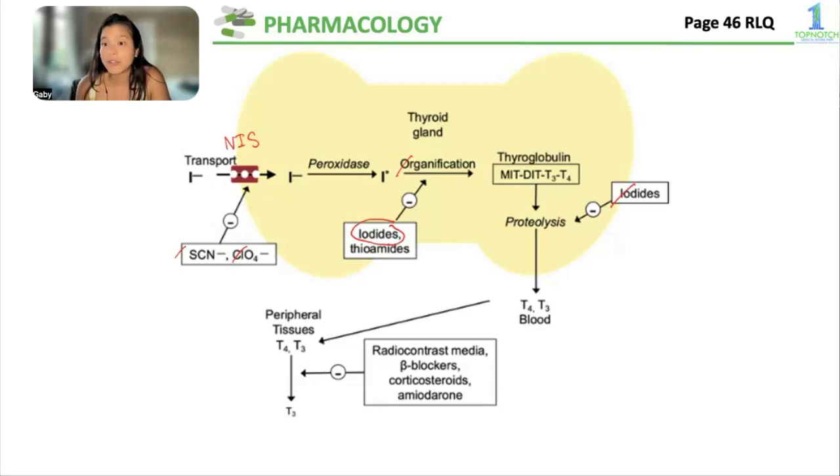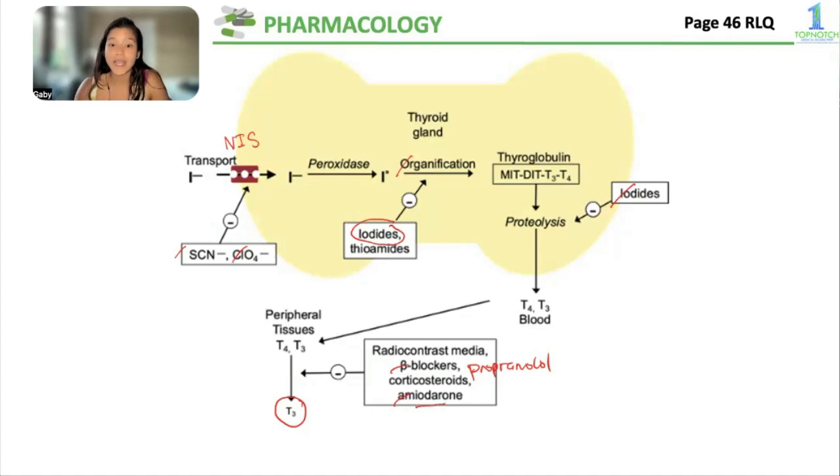In addition to that, remember that T4 has to be converted into T3 because T3 is the more biologically active version of your thyroid hormones. And this step can be inhibited by quite a lot of things. So it can be inhibited by your beta blockers, particularly your propranolol. It can be inhibited by corticosteroids. It can be inhibited by amiodarone as well, and even your radiocontrast media, because amiodarone and radiocontrast media both contain high levels of iodine.